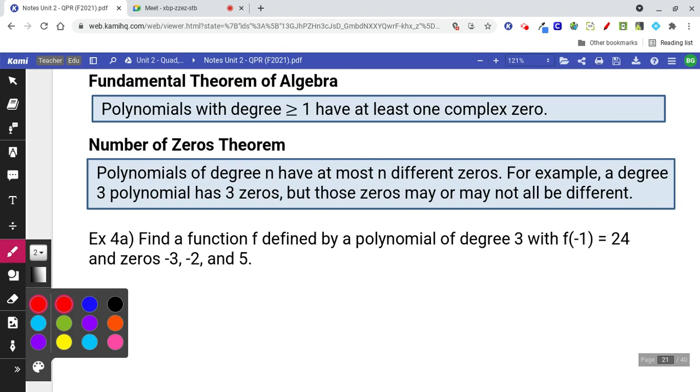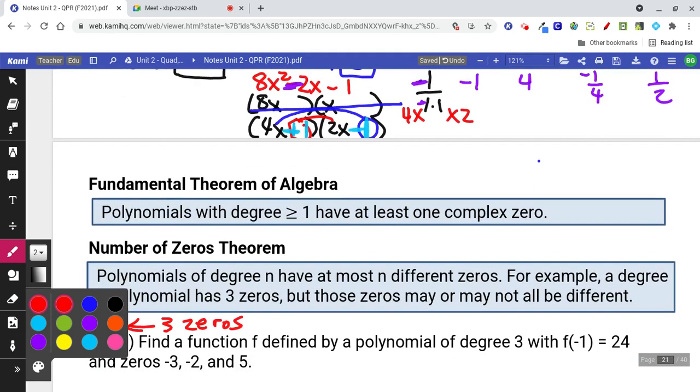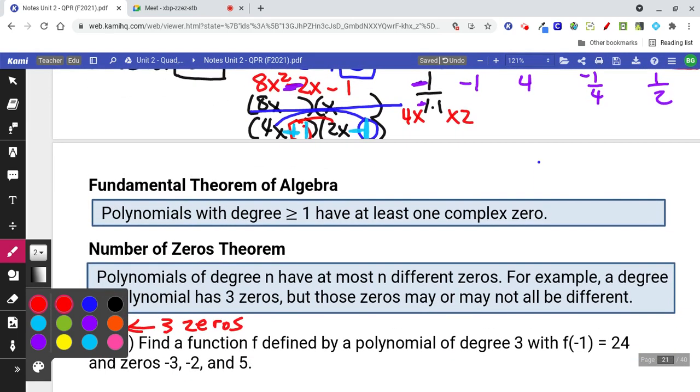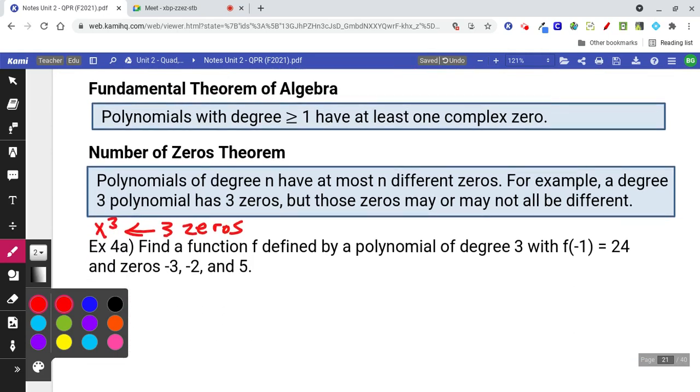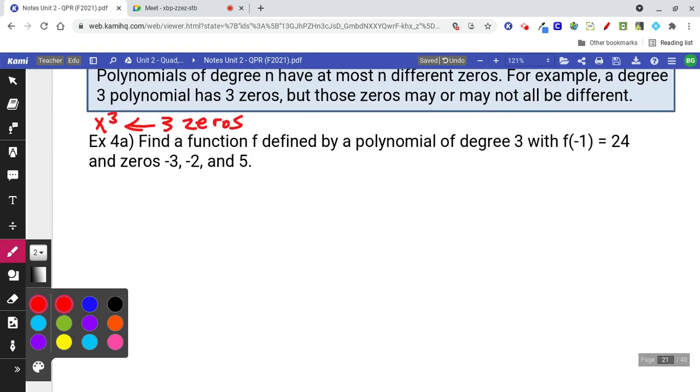When you see an x to the third, you're thinking 3 zeros. When you see an x to the fourth, you're thinking 4 zeros. When you see an x to the fifth, you're thinking 5 zeros, and so on. Now, the kicker is they don't all have to be different. In the last example right here, the -1, the +4, those purple numbers over there, you've got 4 different zeros. But you might have repeated zeros. They might be repeated.